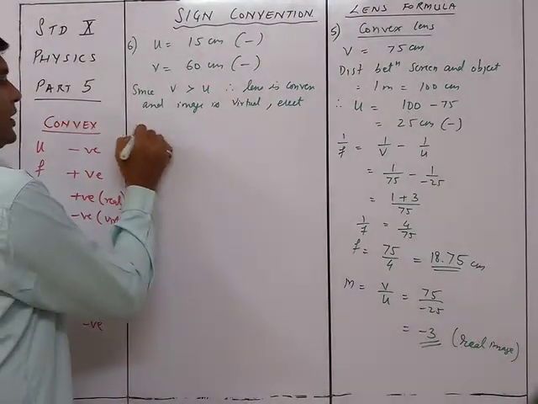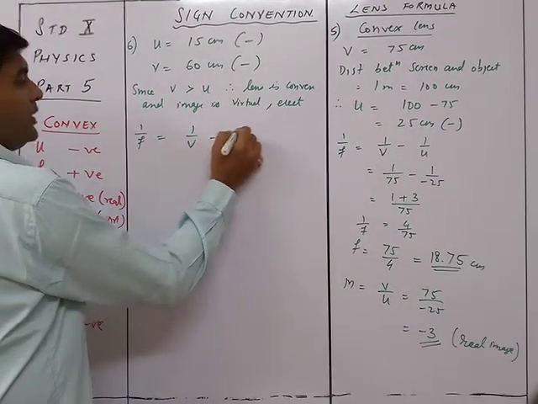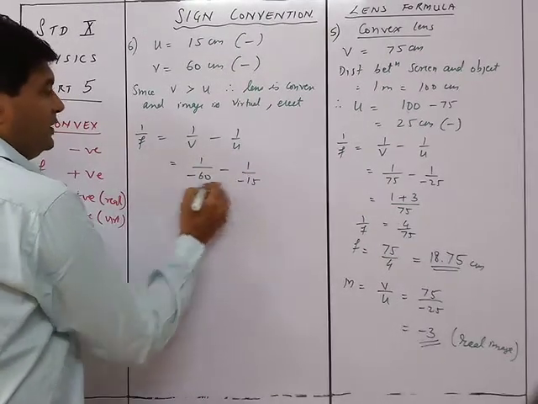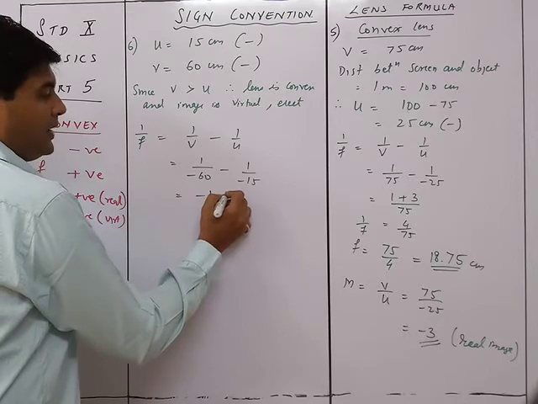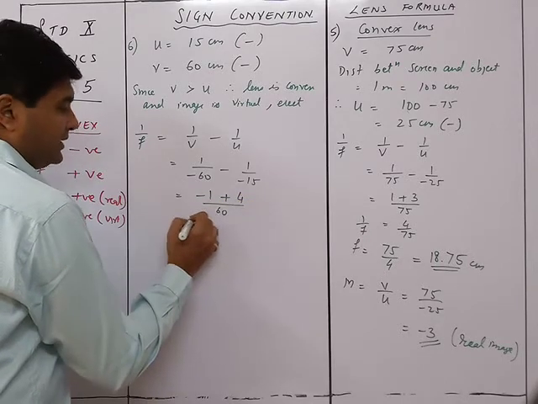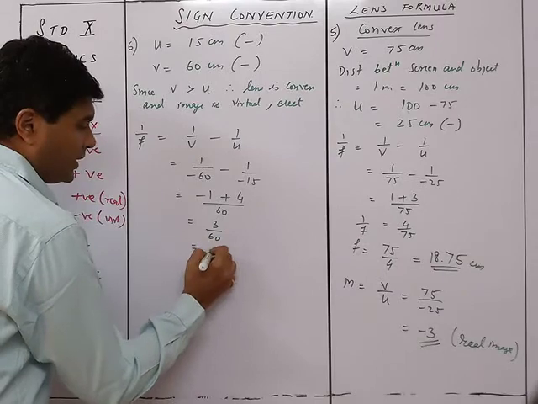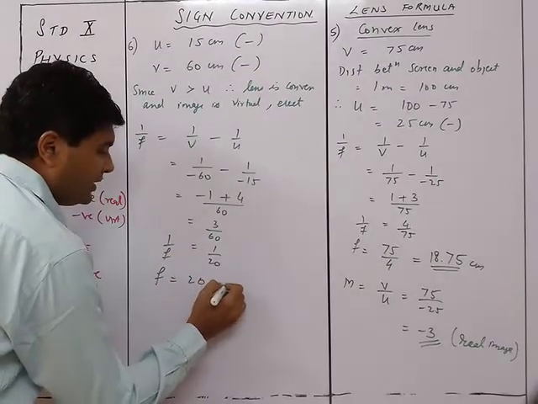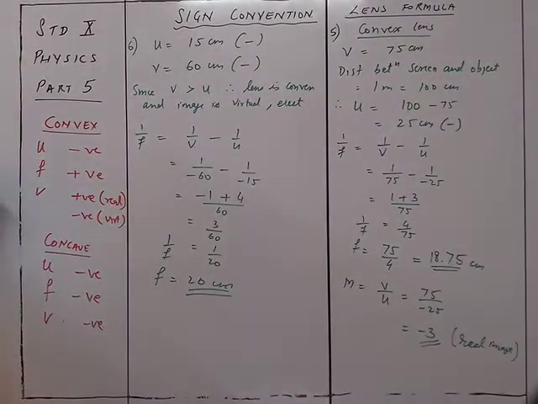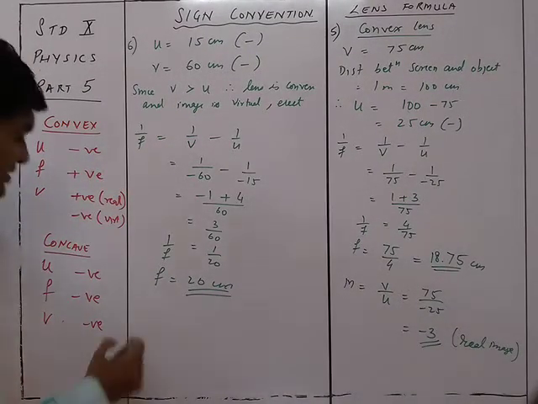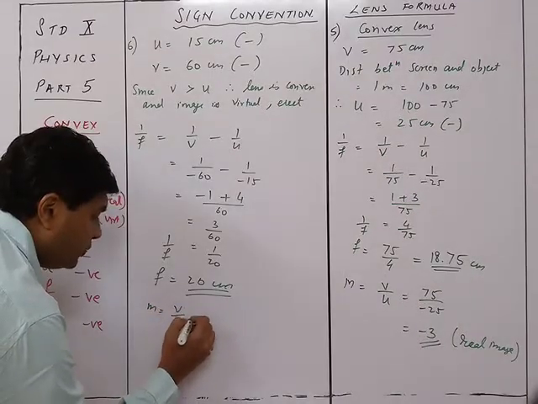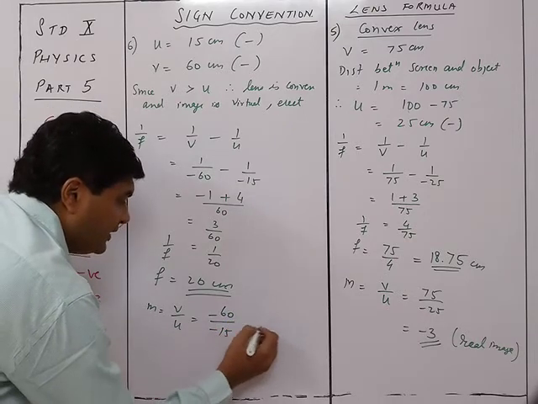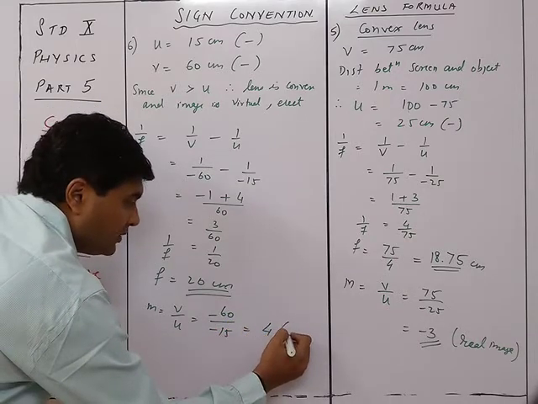So first thing, 1 upon f is 1 upon v minus 1 upon u, which is minus 1 upon minus 60 minus 1 upon minus 15. So that will be minus 1 plus 4 upon 60, that is 3 upon 60, which is 1 upon 20, so 1 upon f. So f is equal to 20 centimeters. Next is the magnification. m is equal to v upon u, minus 60 upon minus 15, which is equal to 4, hence virtual.